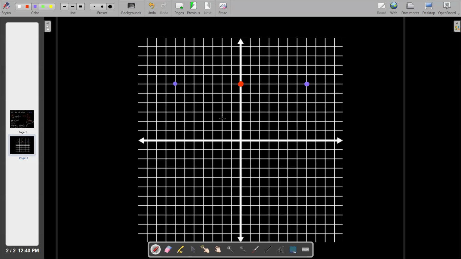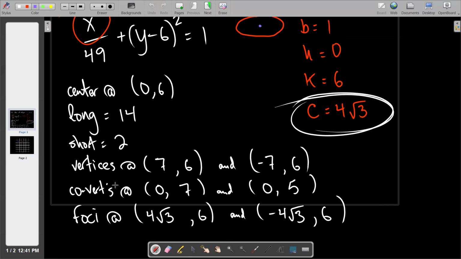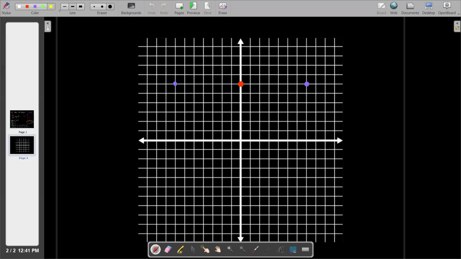And then really the last connecting piece, unless you want to go find more points, which you don't need to do, is going to be the co-vertices. And the co-vertices are just one up and one down from the vertex. So this will be a super slim ellipse. So if I go up 1 from the center and down 1, I get those.